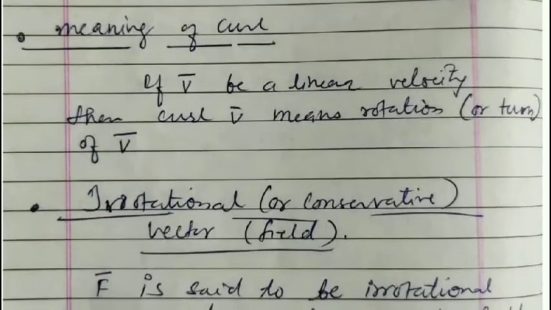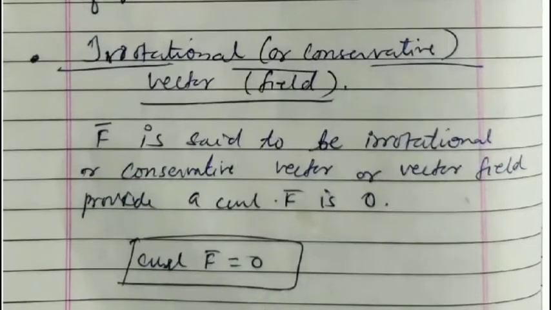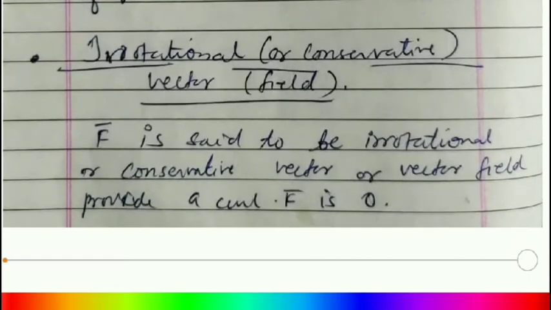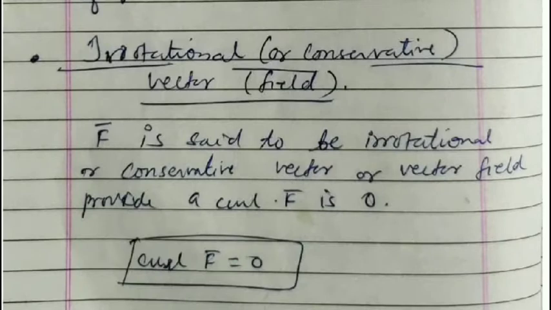Meaning of curl: if vector v bar is a linear velocity, then curl v bar means rotation or turn of v bar. Next, irrotational or conservative vector field.